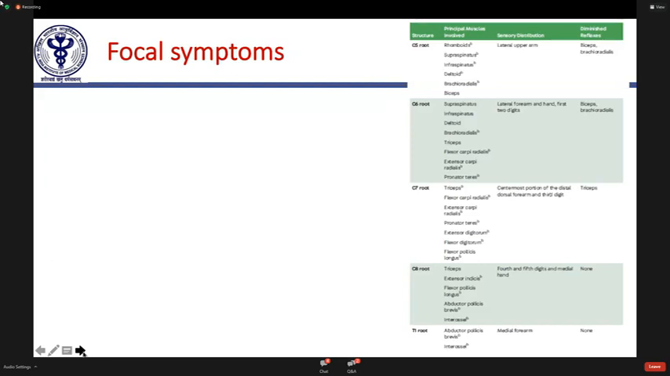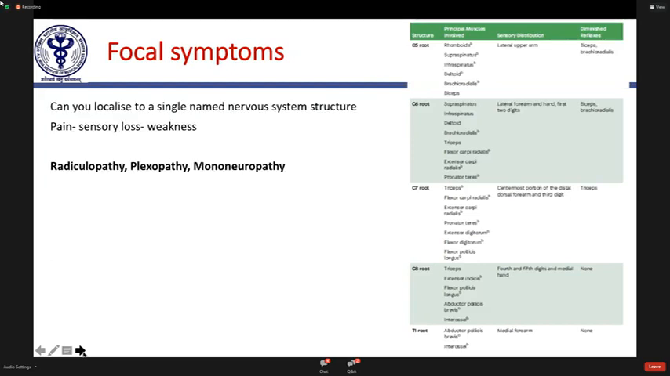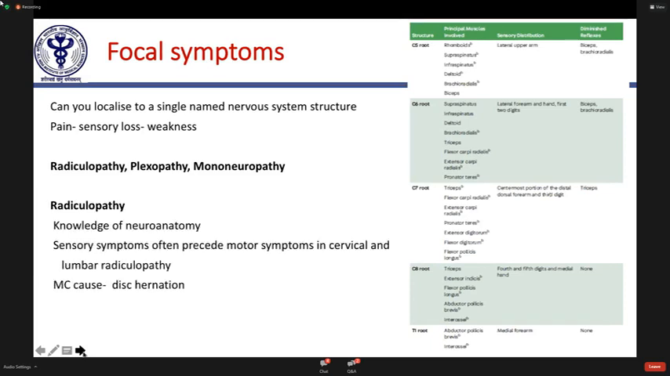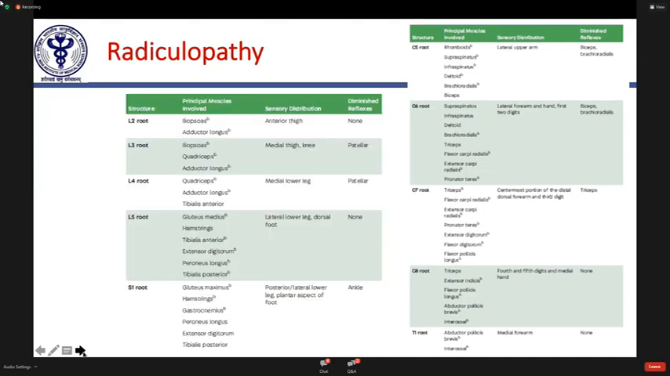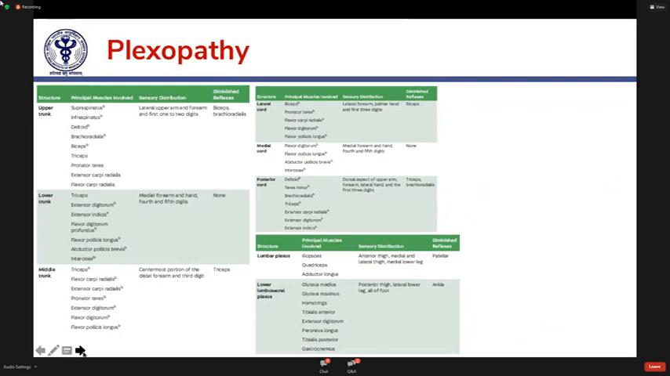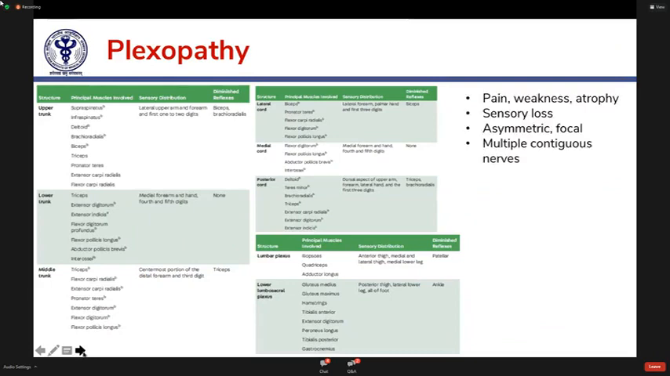Now coming to focal symptoms: pain, sensory loss, and weakness in focal structures could be due to radiculopathy, plexopathy, or mononeuropathy. For that, you need to know the detailed functional neuroanatomy of the nerve root, the plexus, and the nerves, which will be discussed in each of the subsequent sessions. For a radiculopathy, you need knowledge of the neuroanatomy, the sensory symptoms of each root, the myotome, and the dermatome, so that you identify the causes. So I'm not going into each root and the plexus involvement. In plexus localization, pain, weakness, and atrophy are the most common.